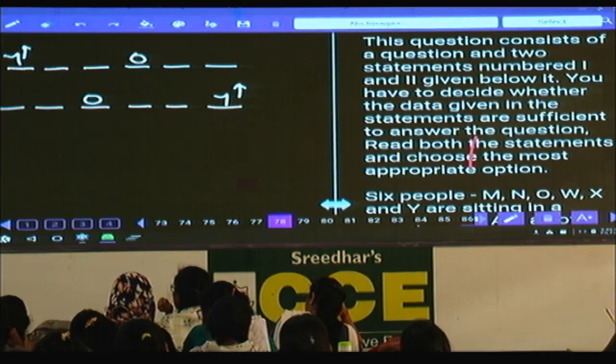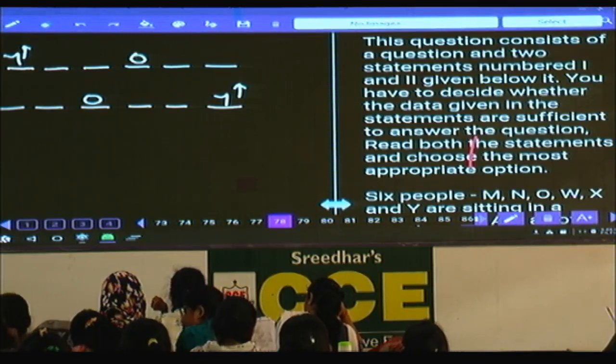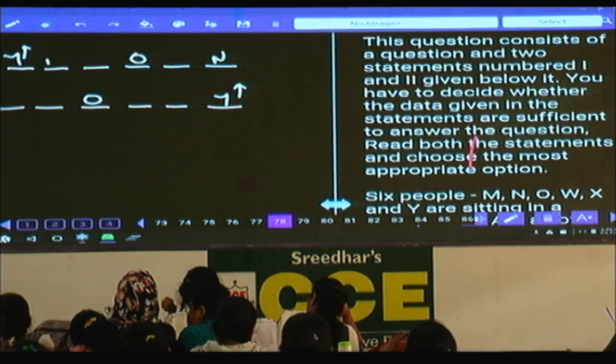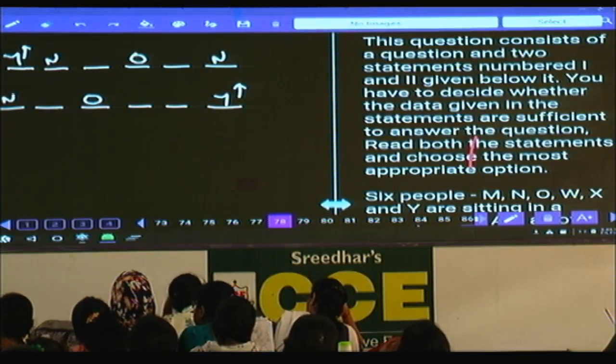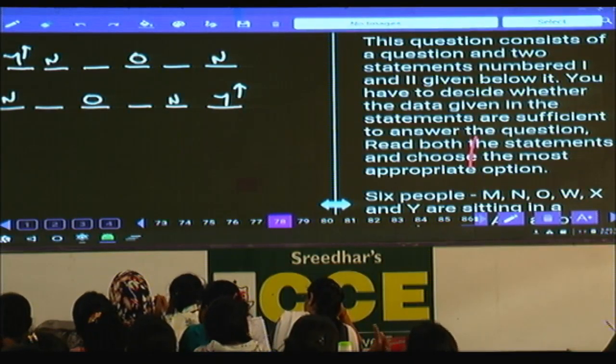Next one, N sits second to the right of O. N can be here or here. And in this one also, N can be here or here. How many possibilities do we have? 2 possibilities in each of these.